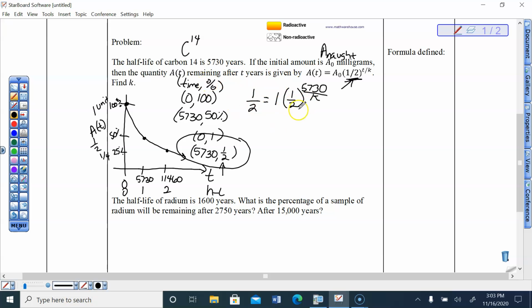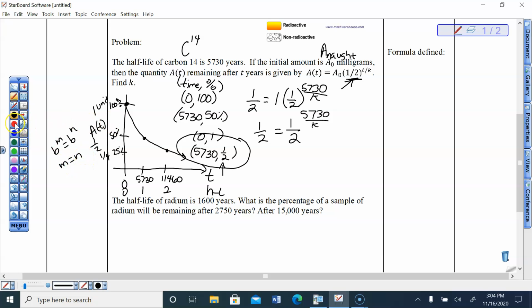So let's solve this equation. Now you'll notice here on this left side we have 1/2, and over here, well, 1 times anything is just whatever that anything is. So that's 1/2 is equal to 1/2 to the 5,730 divided by K. And notice here that we have our rule that says if we have some base to the m equals the same base to the n, then we can say m equals n, right?